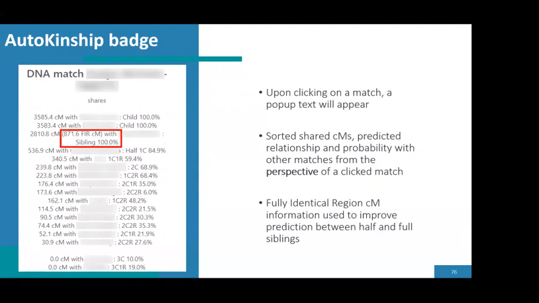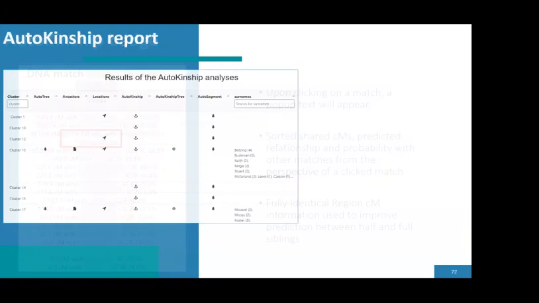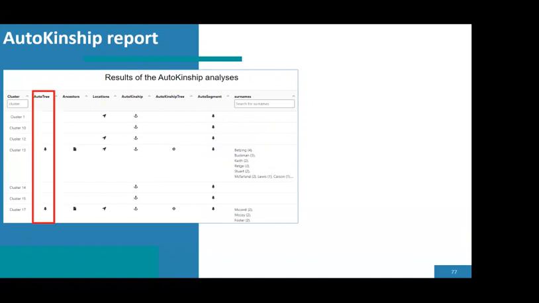And in addition to having the shared DNA information between DNA matches, we also use the fully identical region centimorgan information to improve the predictions between half and full siblings. So full siblings would share a considerable amount of fully identical region DNA, whereas half siblings will not. The result of the AutoTree analysis can be accessed by clicking on the icon in the table.